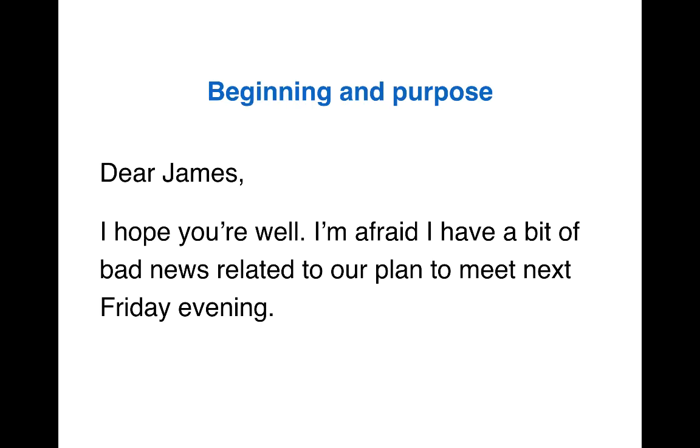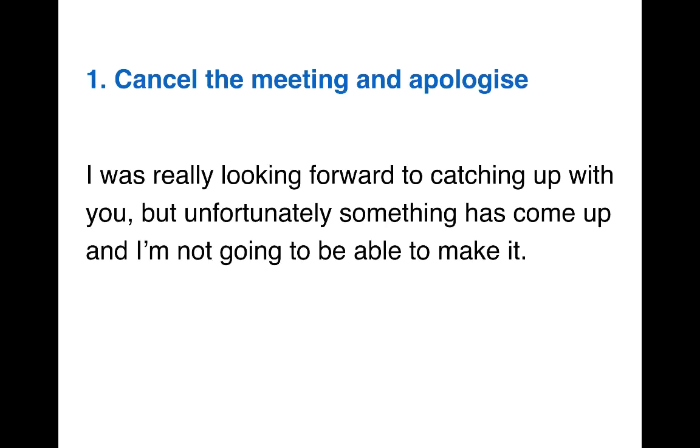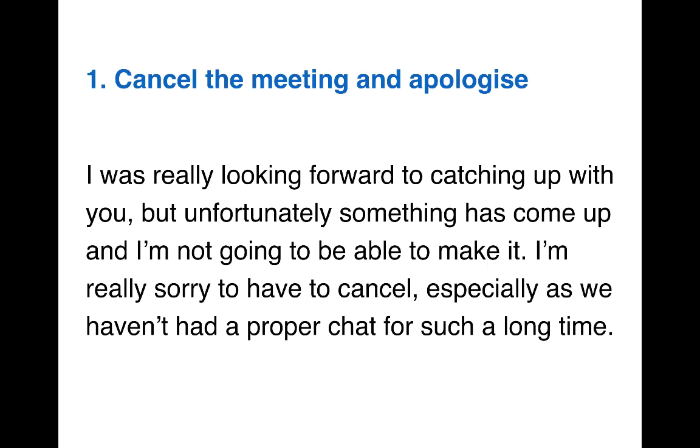Now we move on to the bullet points. Next paragraph then is bullet point 1. Cancel the meeting and apologise. I was really looking forward to catching up with you, but unfortunately something has come up and I'm not going to be able to make it. I'm really sorry to have to cancel, especially as we haven't had a proper chat for such a long time. As you can see in that second sentence, it's very clear that I'm cancelling and saying sorry.